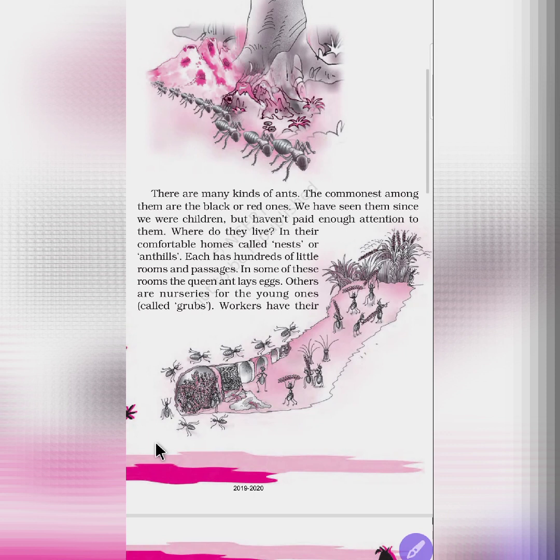Now the next page. There are many kinds of ants. The commonest among them are the black or red ones. We have seen them since we were children, but haven't paid enough attention to them. Where do they live? In their comfortable homes called nests or ant hills. Each has hundreds of little rooms and passages.